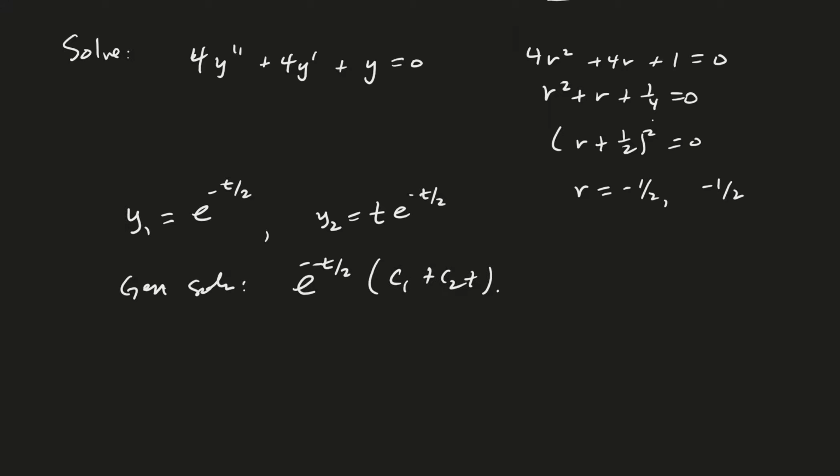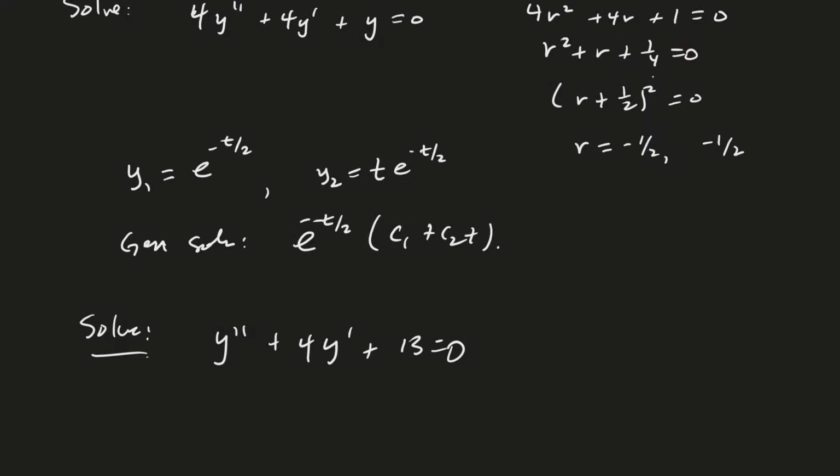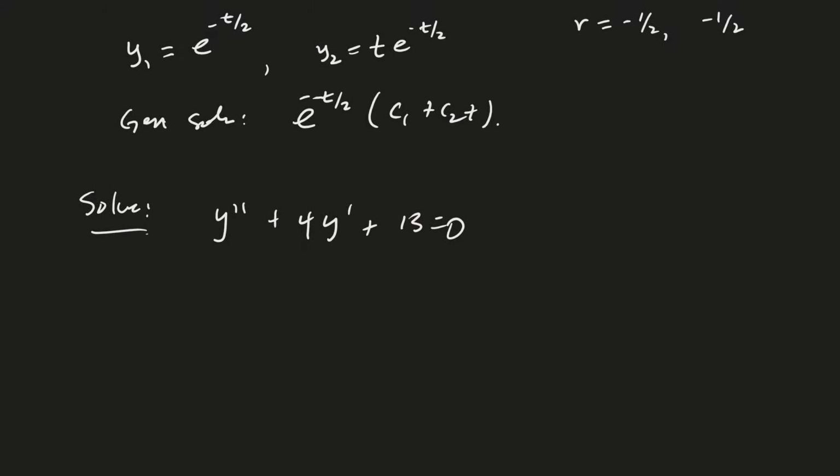Very good. Okay, solve: how about y double prime plus 4y prime plus 13y equals 0. Again, feel free to pause if you want to try it out on your own first. Okay, otherwise we will continue.